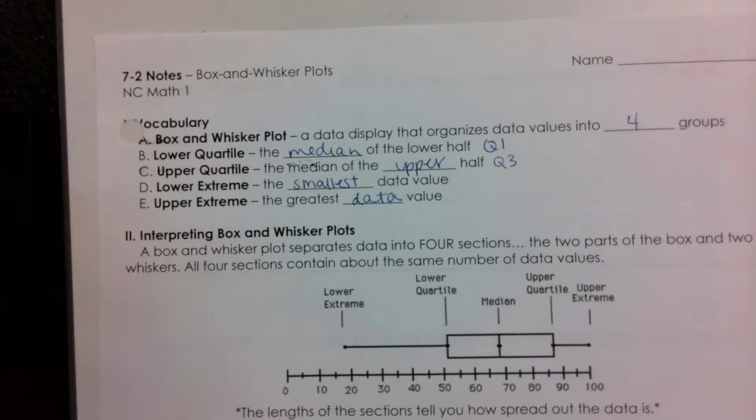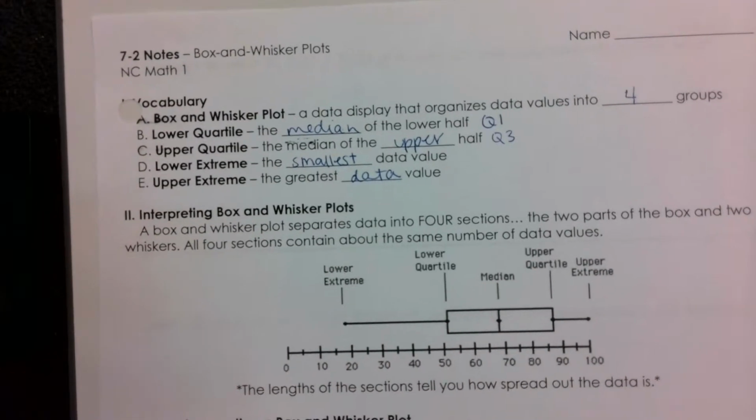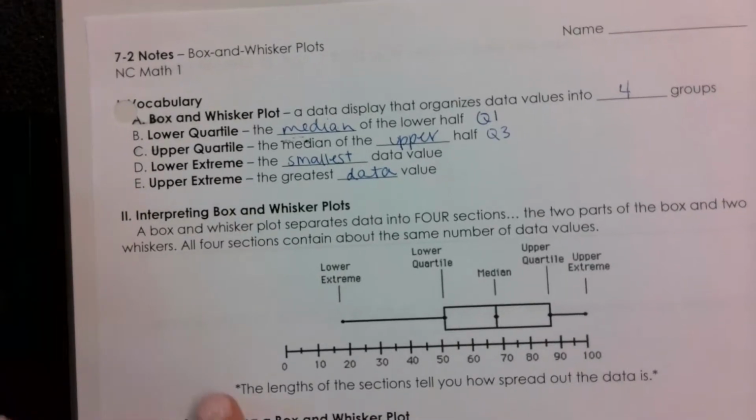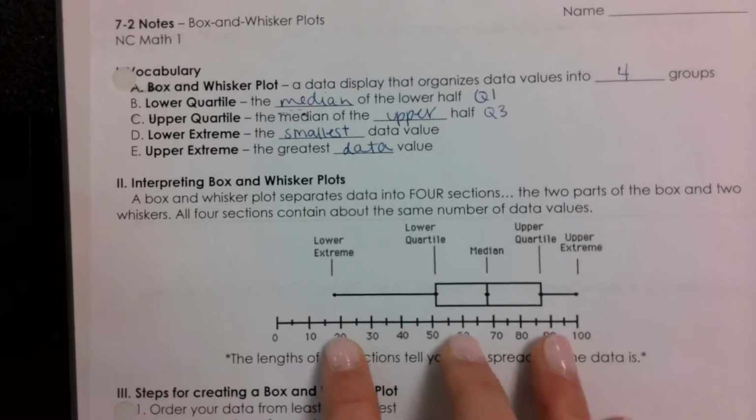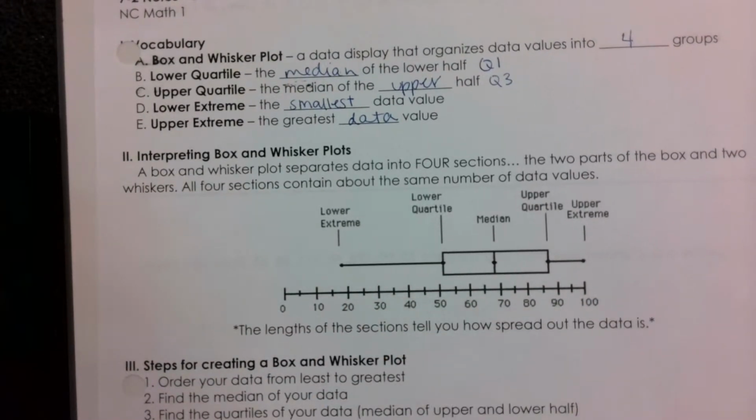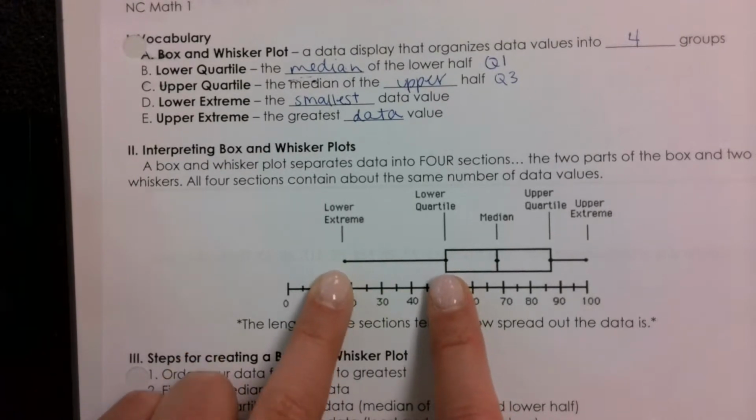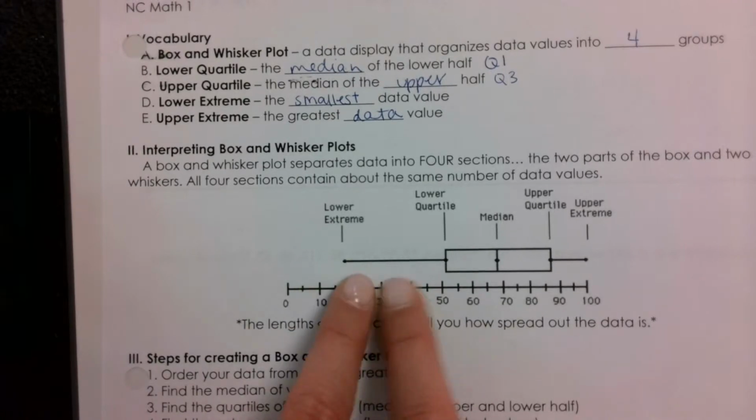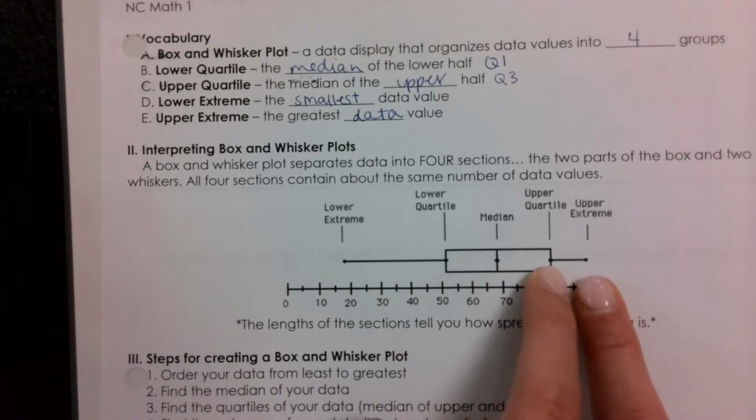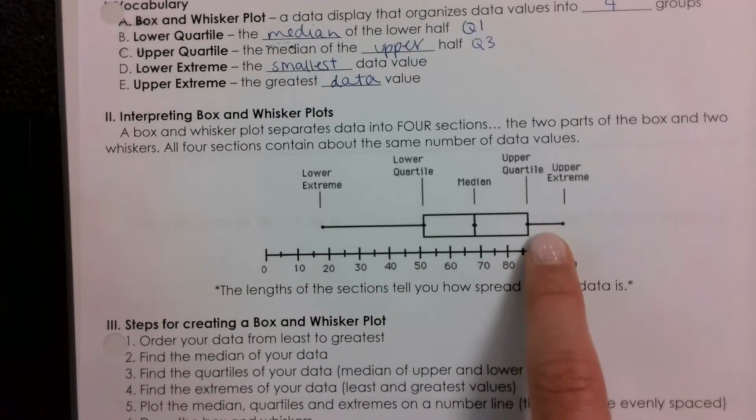All right, so if you're interpreting your box and whisker plot, this is what it's going to look like. Okay, it's separated into 4 sections. We call those your quartiles. 2 parts of the box, 2 parts are the whiskers. All 4 sections are going to have about the same number of data points. So if you have a section that is a lot longer, a lot more spread out, that means that the data there is a lot more spread out. Not that there's more data in between here than there is here, but those points are more different than these points are. Does that make any sense?